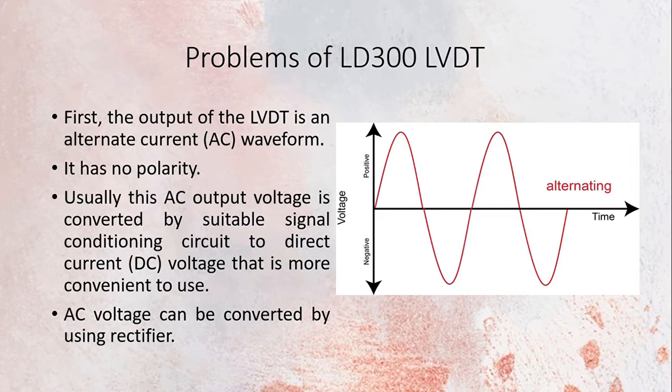It has no polarity. From this diagram, you can see that the voltage output is positive, then negative, then positive, then negative. Usually, this AC output voltage is converted by suitable signal conditioning circuit to direct current or DC voltage that is more convenient to use. This AC voltage can be converted by using rectifier. Shafiq will explain about this after this.